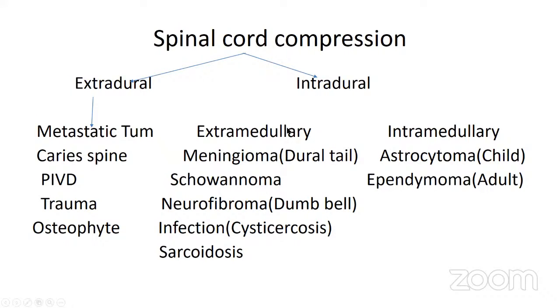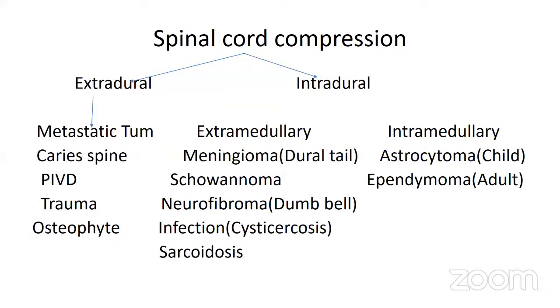Whereas intradural compression may be intramedullary or extramedullary. Extramedullary means the cause is outside the spinal cord; intramedullary means the cause is inside the spinal cord. The most important cause is neoplasm. Other causes I already told. There are some vascular problems, arteriovenous malformation, or hemorrhage. It may be traumatic or hemorrhagic, and several other causes also.